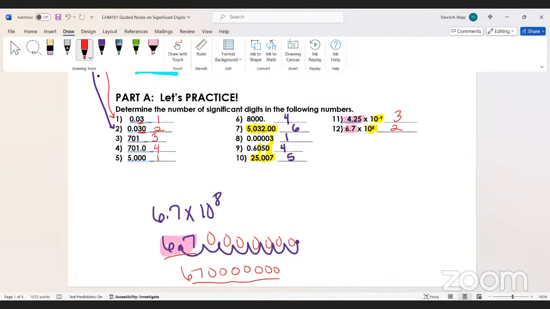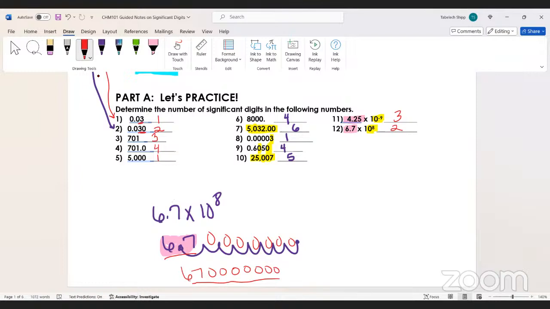Oh, you're welcome, honey. You're welcome. So yeah, you just want to keep that in mind that you go by the base number. The base is going to tell you what you need to do. Even if you take it out of scientific notation and put it in decimal form, you still want to go by the base. And that means I'm going to have just 2 significant digits.